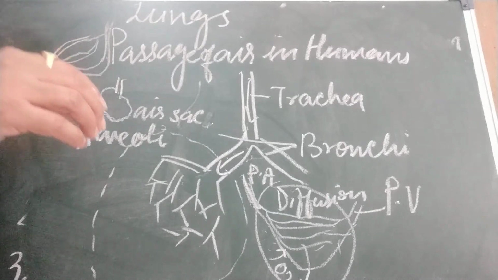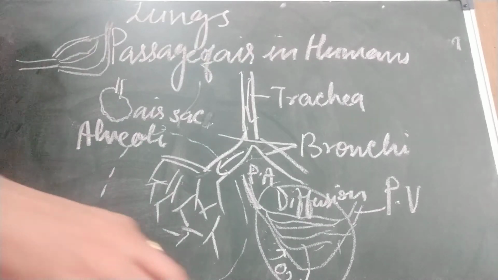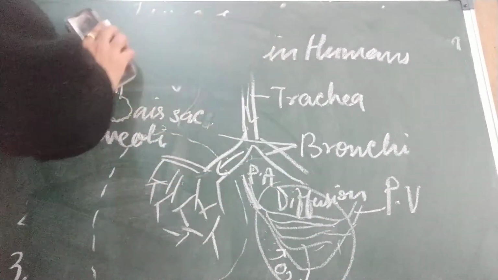Okay children, so the exchange of gases I have told you. Now I am going to explain the respiratory system in plants. Plants also respire; plants also need oxygen to break the food. So how do they take the food? Respiration in plants.